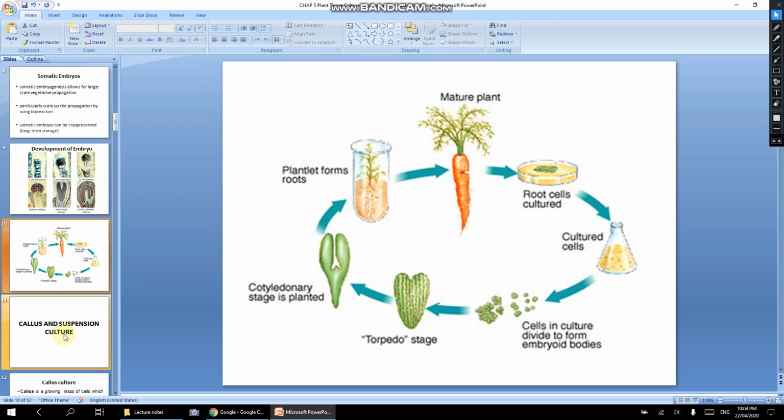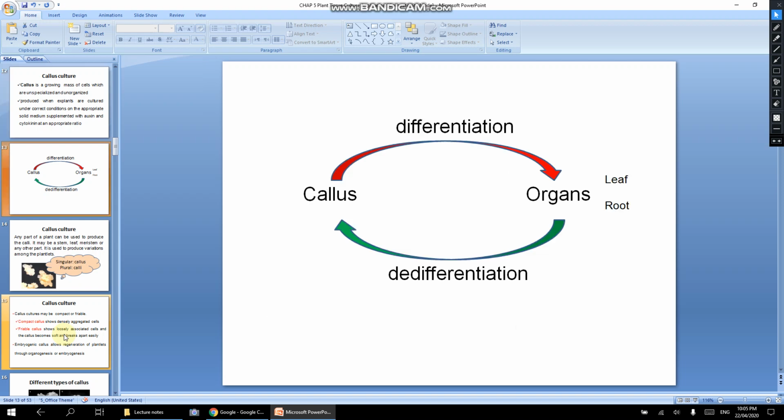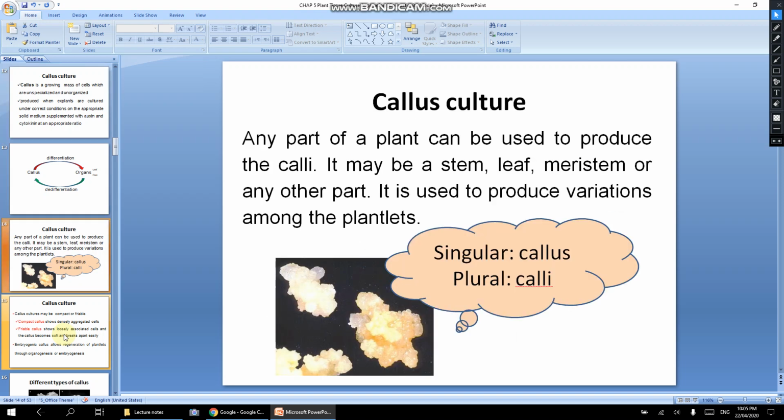Meanwhile, for callus and suspension culture, callus is a growing mass of cells which looks granular and whitish. When explants are cultured under correct conditions on an appropriate solid medium, they will produce callus. Okay, so this is how callus looks like, and it looks granular. The singular is callus, and the plural is calli.